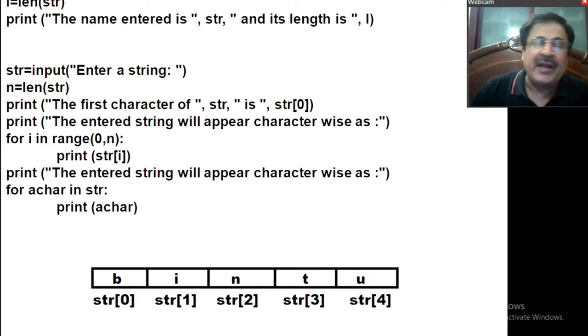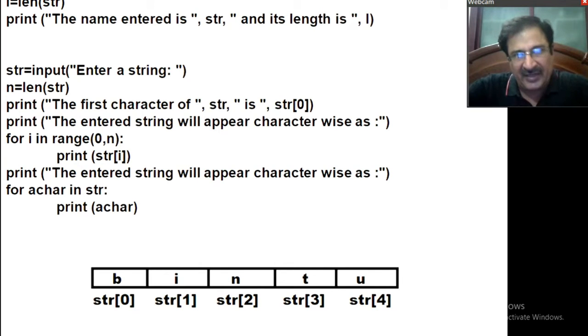Let's understand the next program. What is this program doing? It is displaying a string character-wise, one character in a row. Okay, let's see how. Enter a string. Suppose I enter again Bintu, that will be assigned to the str variable like this, every character in its respective index location. Find out the length. The length will be 5, which is assigned to variable n.